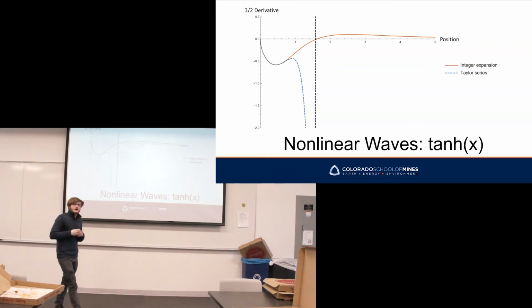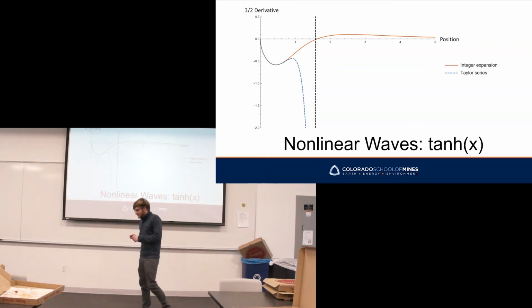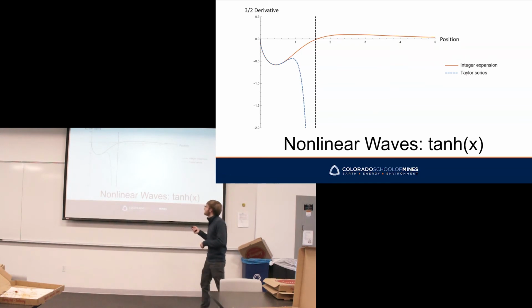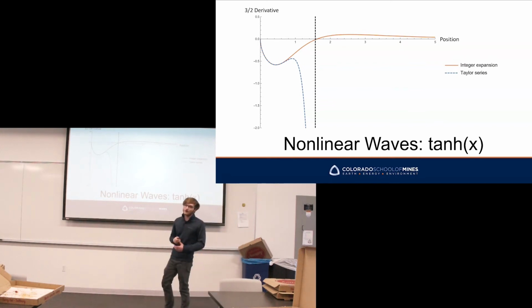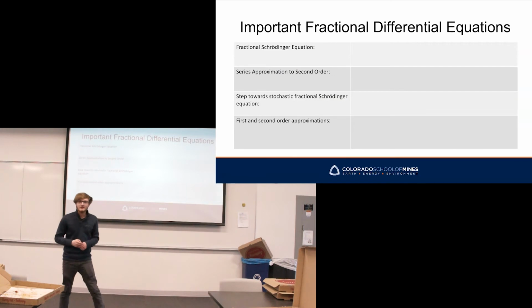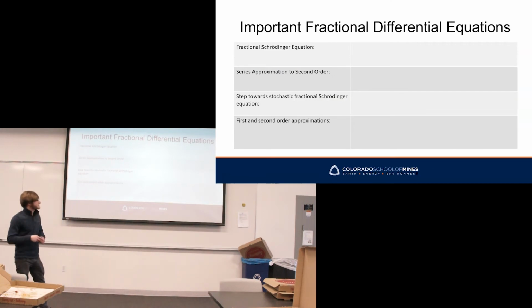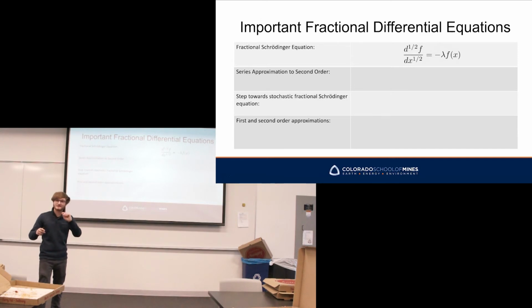Now, the nonlinear waves are even better because they have a finite radius of convergence, which means that if you're out in this area, you can't even use the Taylor series to approximate it because it always diverges. The other thing we did to show the efficacy of our series is by looking at important fractional differential equations. First of these is a simple model of the Schrödinger equation. If you take the Schrödinger equation, remove the potential, and shove all of the constants into lambda, it looks like this.